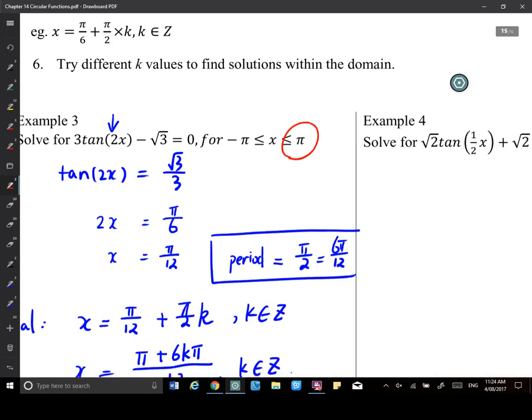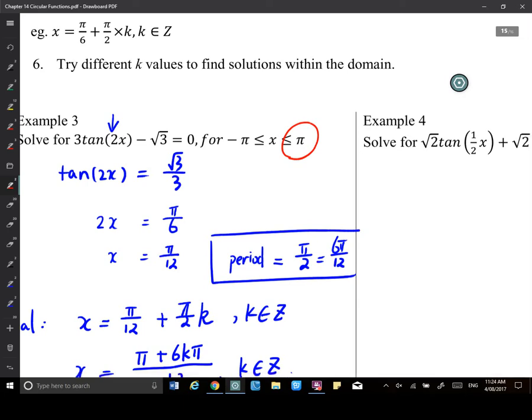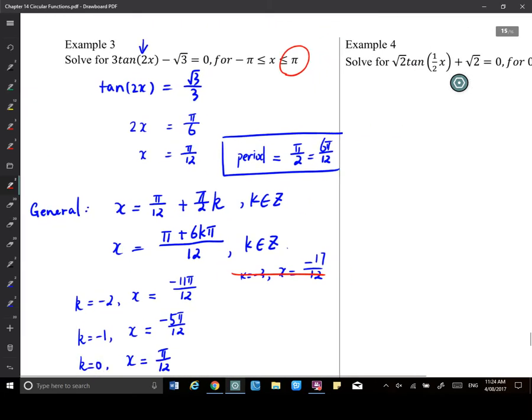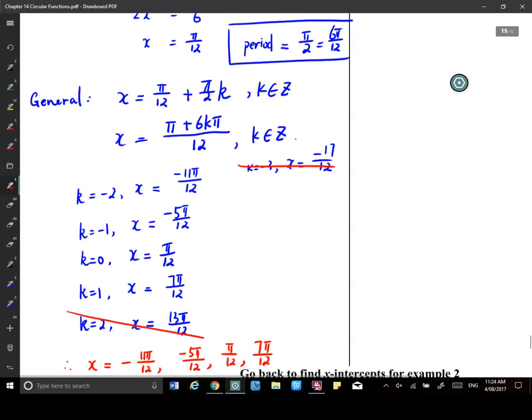Yeah, that's 7 pi. 12 pi over 12 pi is the domain. Alright, so that's how we solve for that. Tangent equations are very easy to solve.